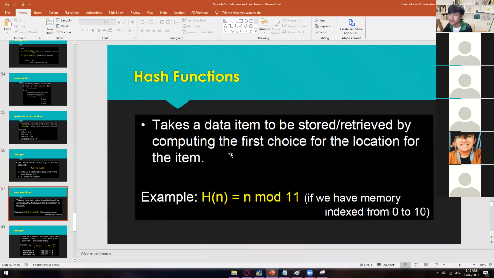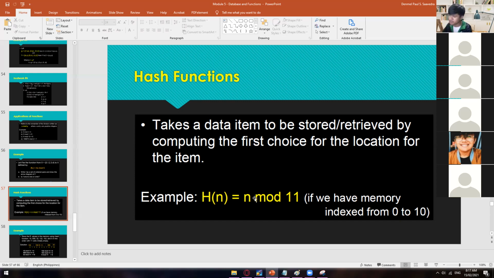So next we have here the hash functions. This one takes a data item to be stored or retrieved by computing the first choice for the location for the item. Basically, hash functions come from the mod, or the application of functions, wherein it is connected with our database. This is actually how the computer stores our data with the use of hashing.